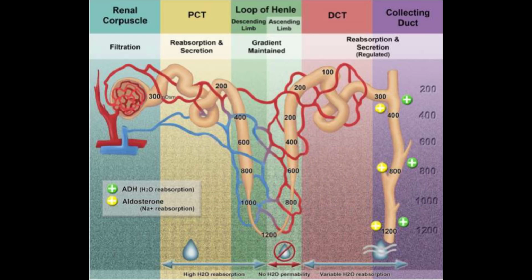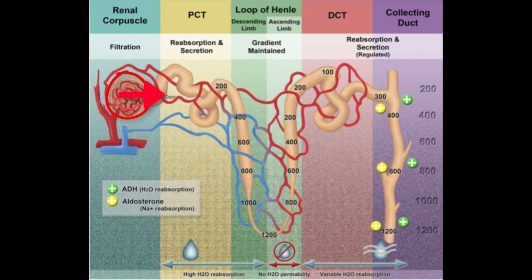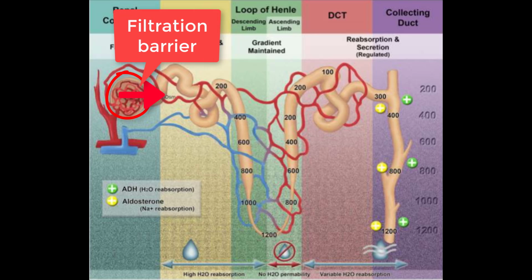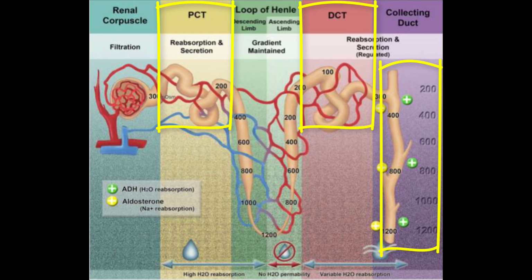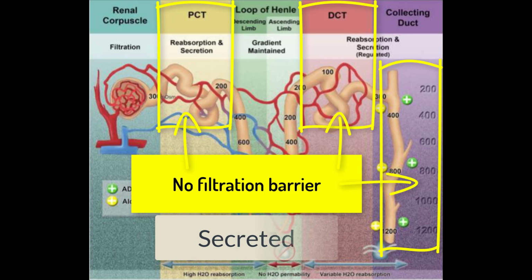Now, you might be wondering, well, in the glomerulus, we are moving substances from the blood into the nephron as well. So what is the difference between secretion and filtration if they both are moving substances from the blood into the nephron? Well, remember, the glomerulus has the filtration barrier, so when moving from the blood into the nephron, we say filtered. When moving substances from the blood into the nephron in the proximal tubule, distal tubule, and collecting duct, we do not pass through a filtration barrier. So instead, we're going to say that that substance was secreted.